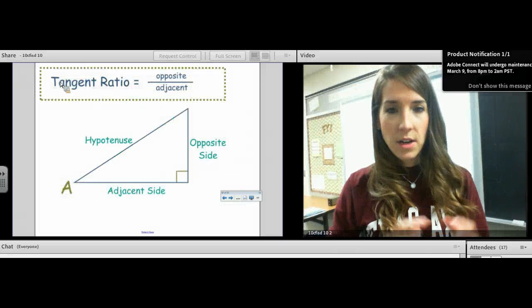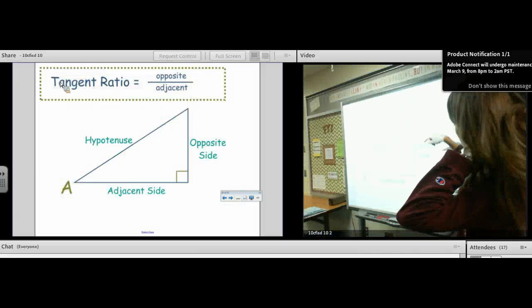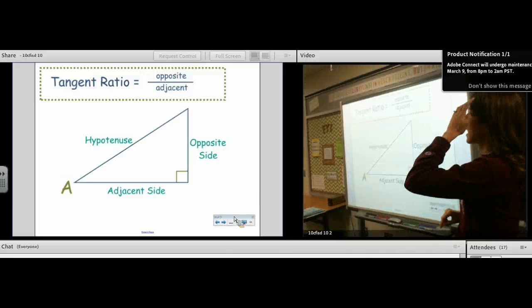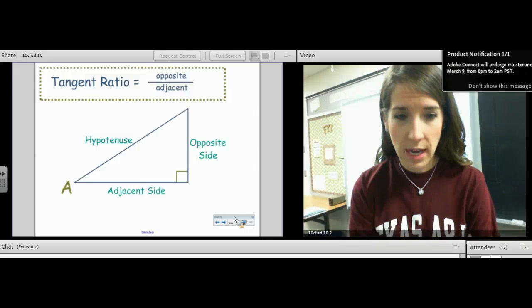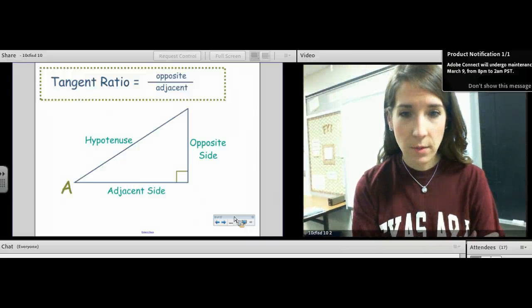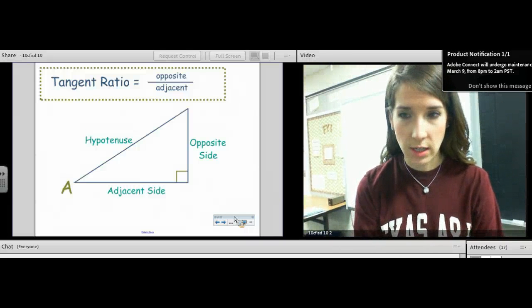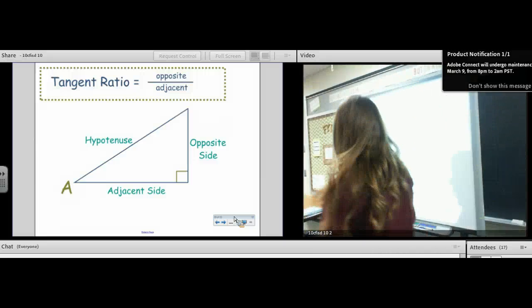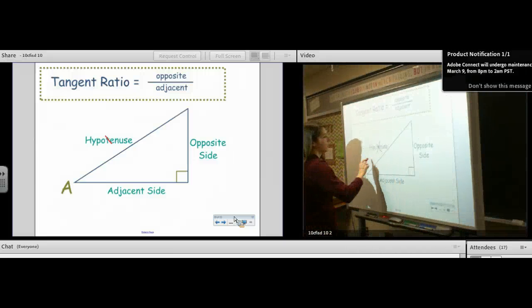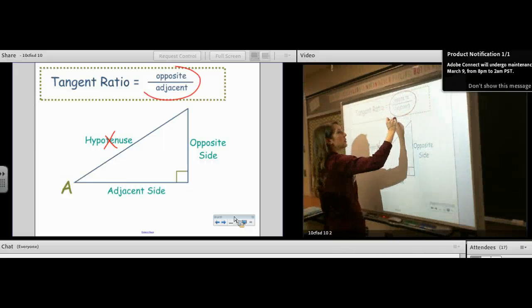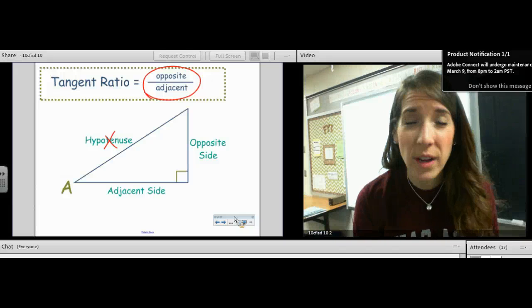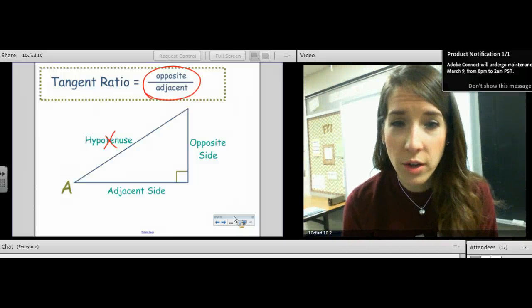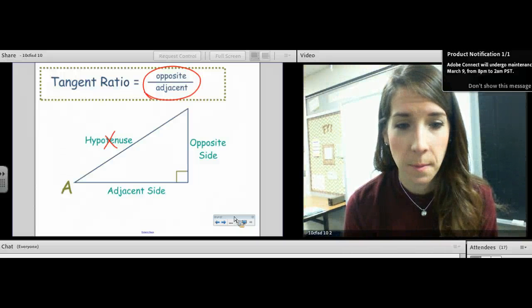I need you to write down in your notes what's in that box, what's in the dotted lines. The tangent ratio, because today we're just going to focus on tangent, and tomorrow we'll do sine and cosine. The tangent ratio is opposite over adjacent. So today we are not going to use the hypotenuse at all. So I need you to write this down somewhere. It's opposite over adjacent. Remember, trig is just division. All you're doing is dividing two things.